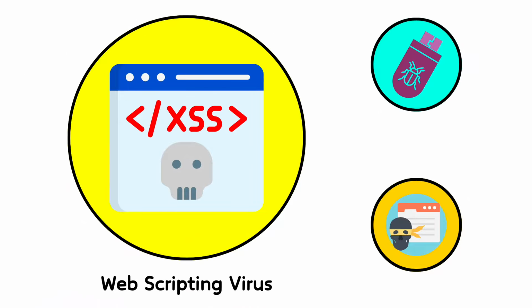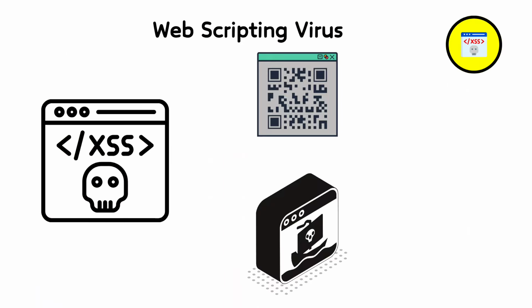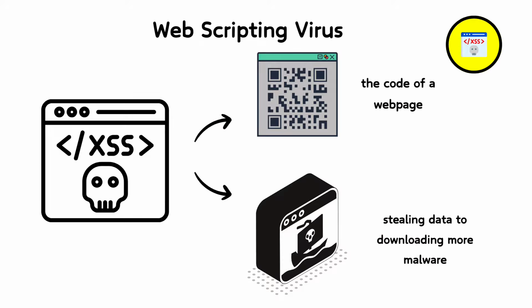Web scripting virus. This virus turns the web's interactivity against you. Embedded in the code of a web page, it executes when you innocuously click a link. This digital trap is sprung silently, exploiting your browser to perform unsolicited actions, from stealing data to downloading more malware.